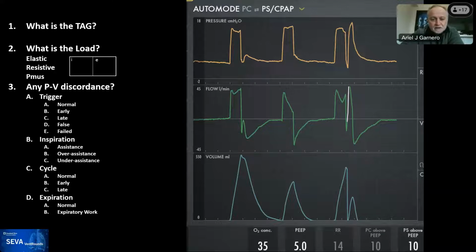So I'm seeing a couple of our teams are putting in, and so you're correct on some of the tags. So without a doubt this is PC, and we know that because the flow is not being controlled, and you can see the volume, how it's varying from one to the other.